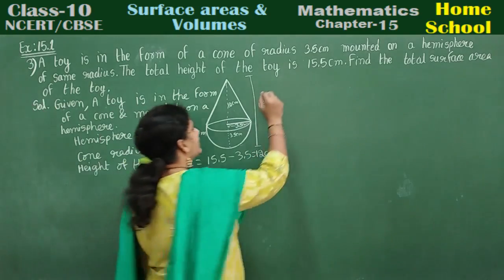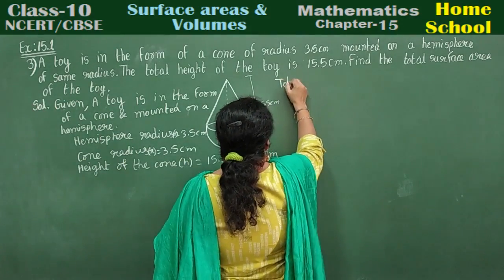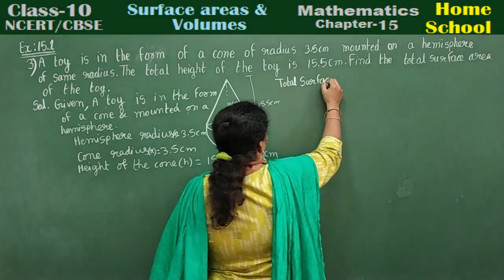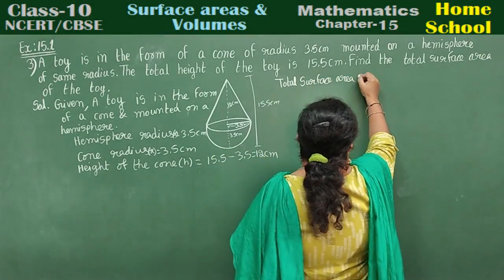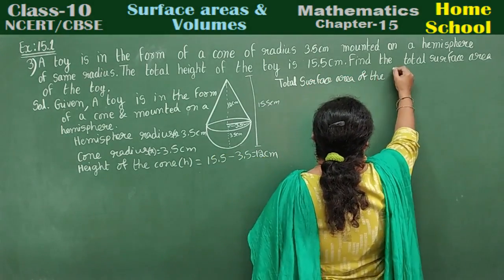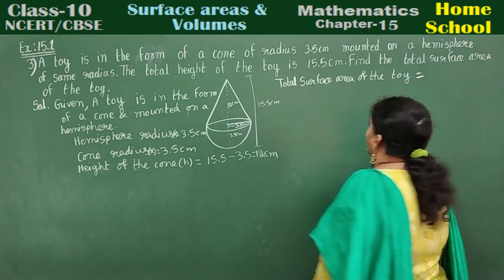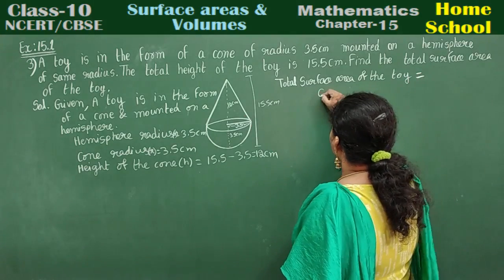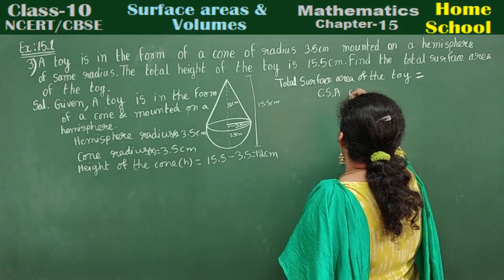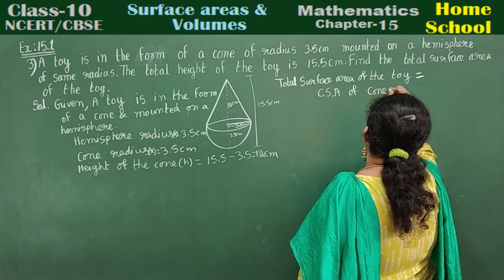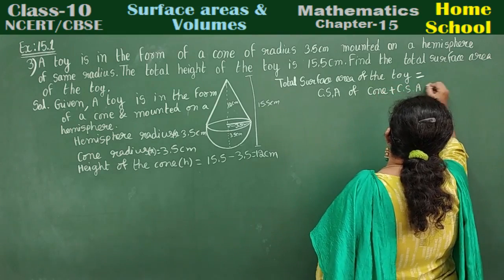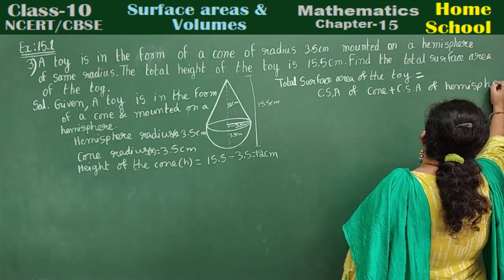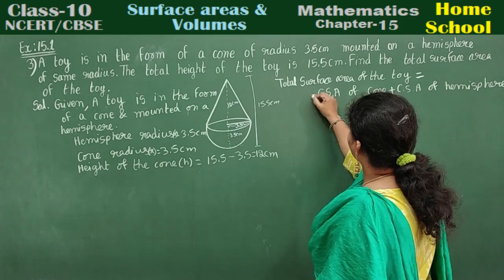Next, let us write the formula here. TSA, you can write, children. Total surface area of the toy. Total surface area of the toy is equal to CSA of a hemisphere plus CSA of a cone. CSA of cone plus CSA of hemisphere. Write the formula here.